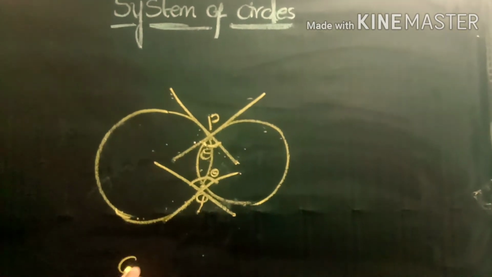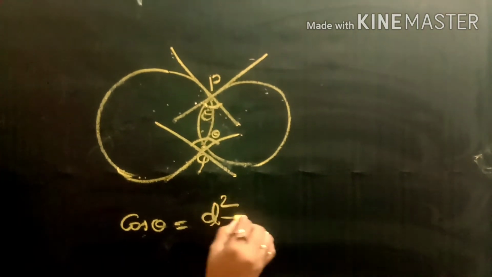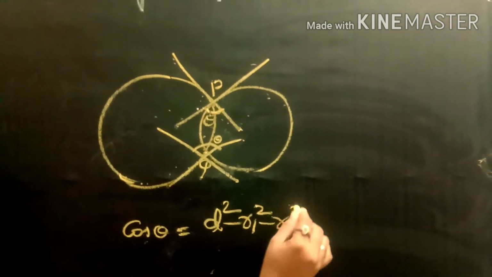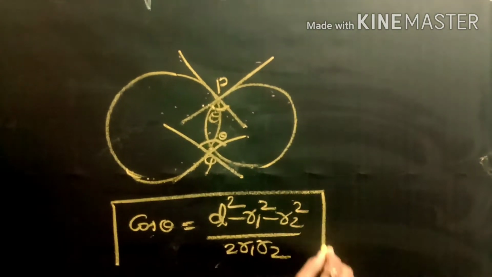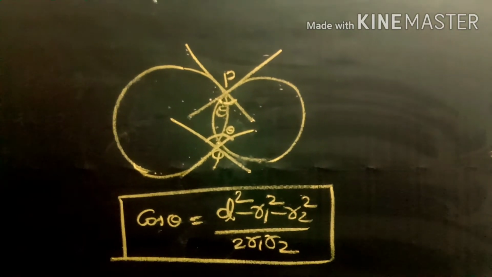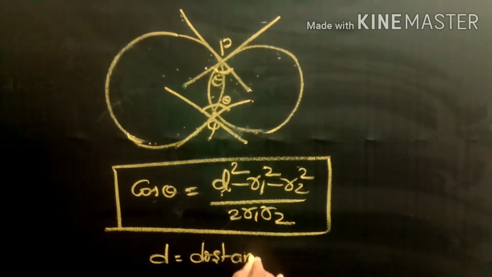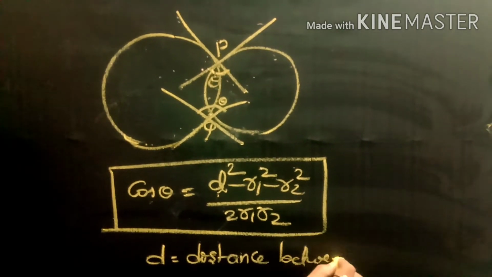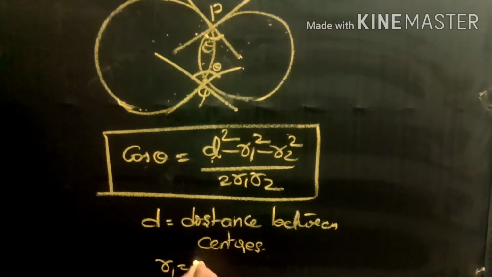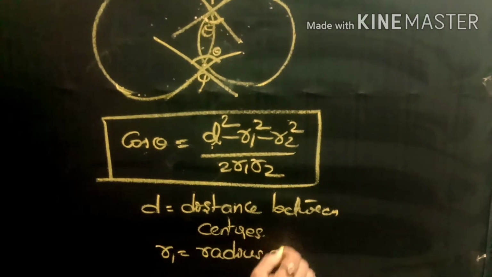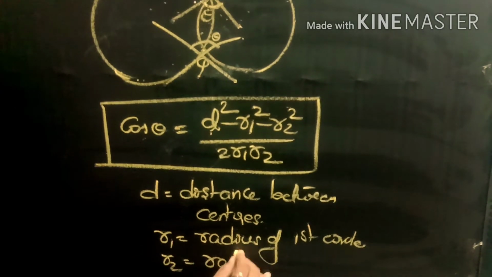Now here, the formula for finding the angle between the circles is cos theta equals d square minus r1 square minus r2 square by 2r1 r2. This is the formula for finding the angle between the two circles, where d is the distance between the centers of the circles, r1 is the radius of the first circle, and r2 is the radius of the second circle.